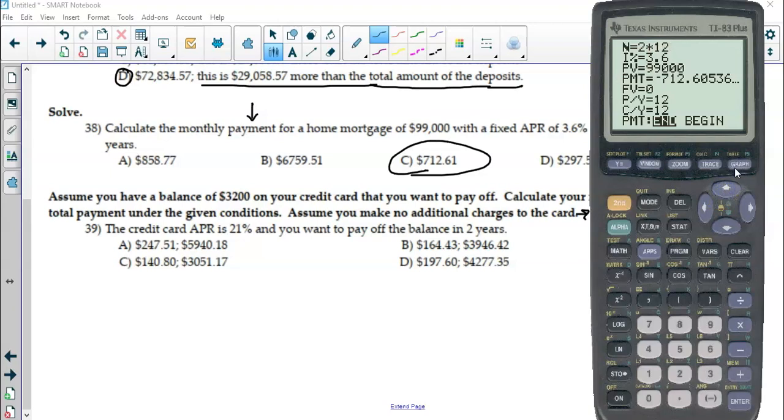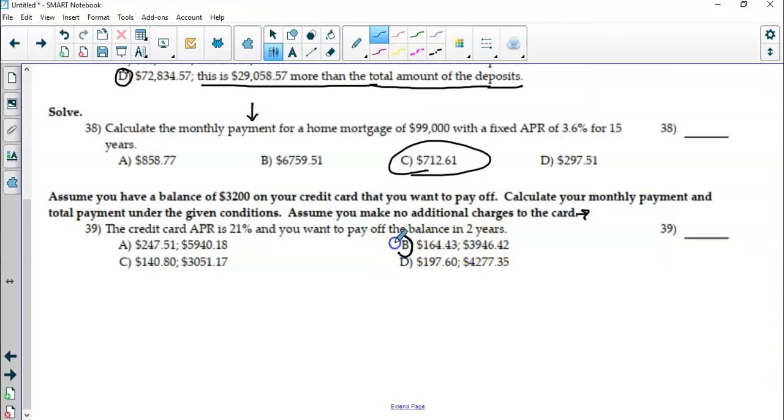I'm going to make a payment every month. Credit card interest rates are really, really high. 21 is not that unheard of. Right now, your balance is at $3,200. It's going to go down to zero when you pay it off. What do you have to pay every month to make sure that happens? Alpha, enter, $164.43.